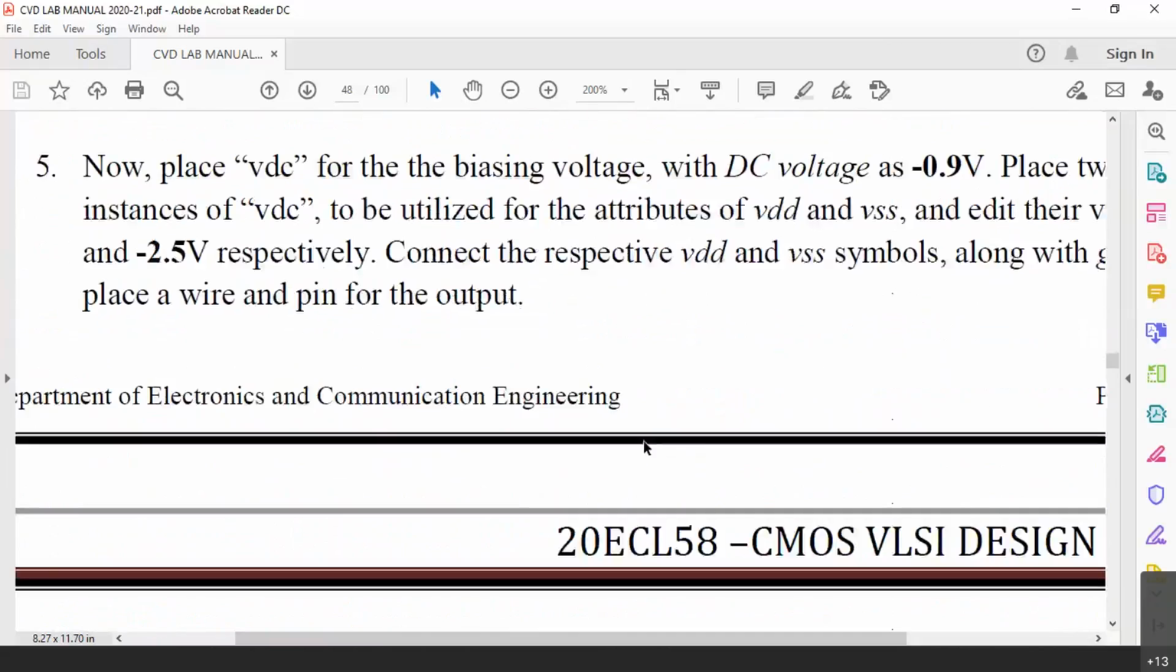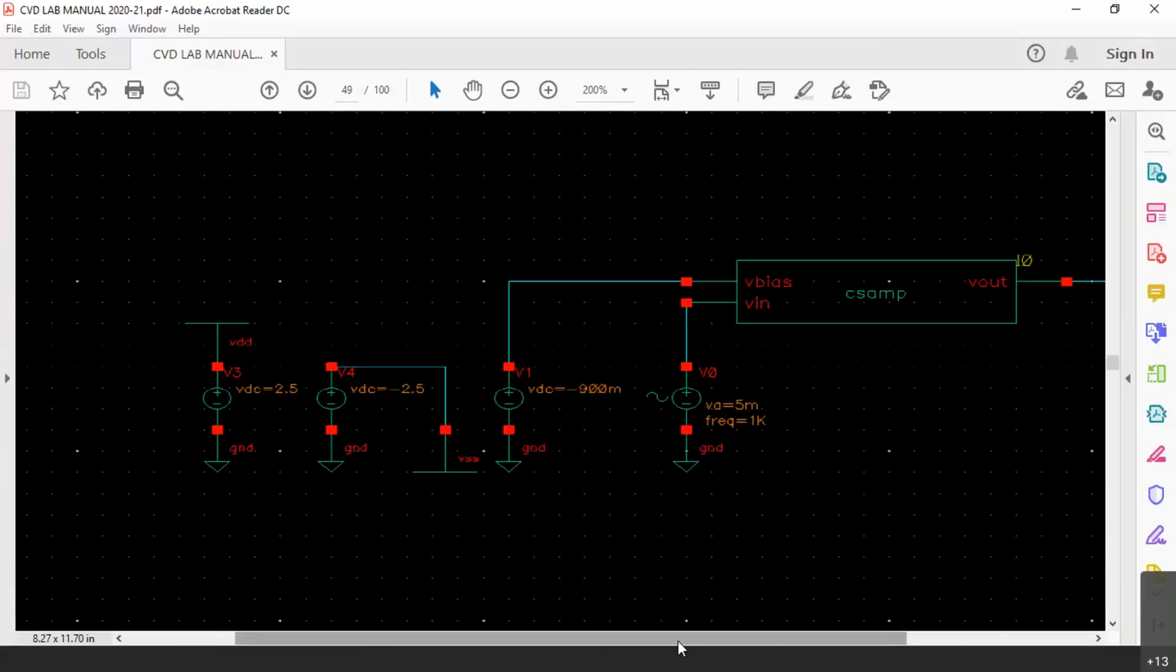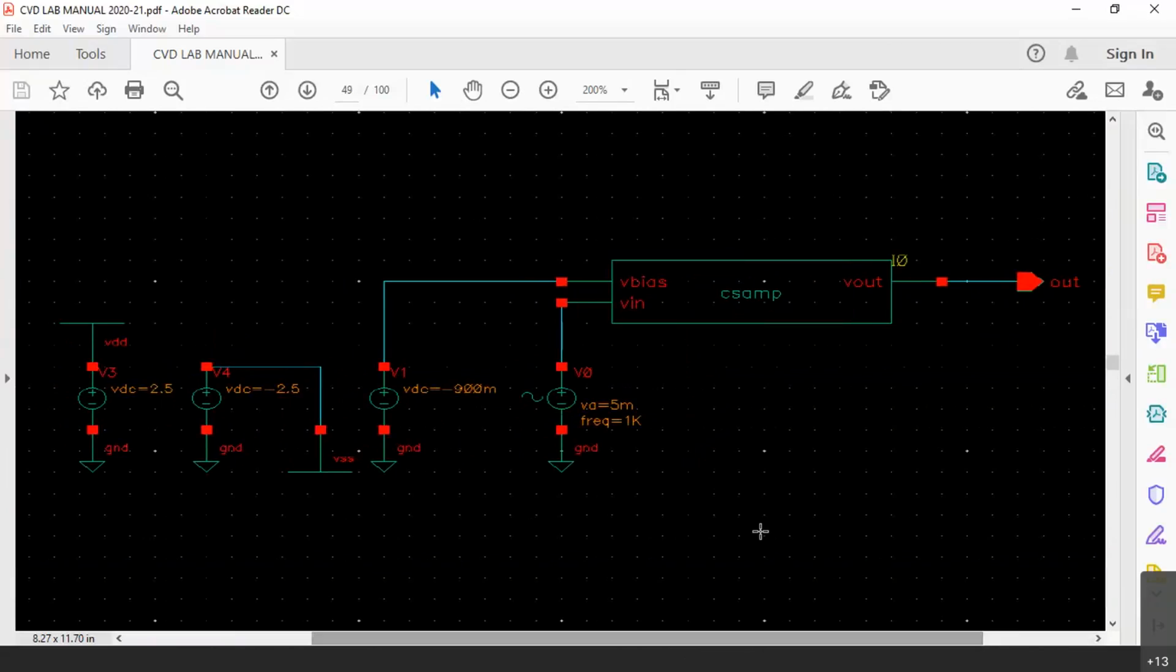Now you have to connect like this. Finally, you will have a circuit like this. You will have a common source amplifier. It is named as CS amp. The default symbol is utilized and the V bias is here. That VDC is minus 900 millivolts or minus 0.9 volts. That is the biasing voltage.